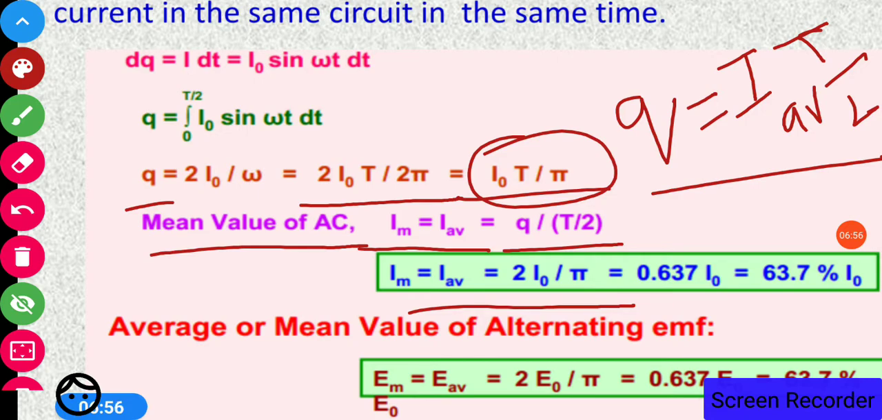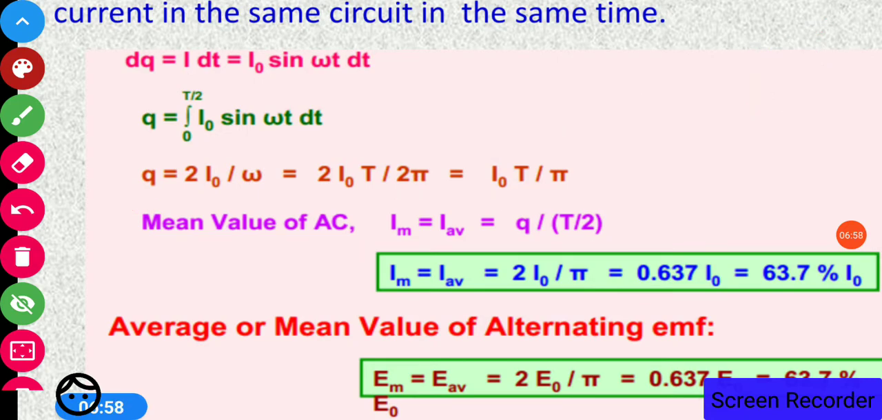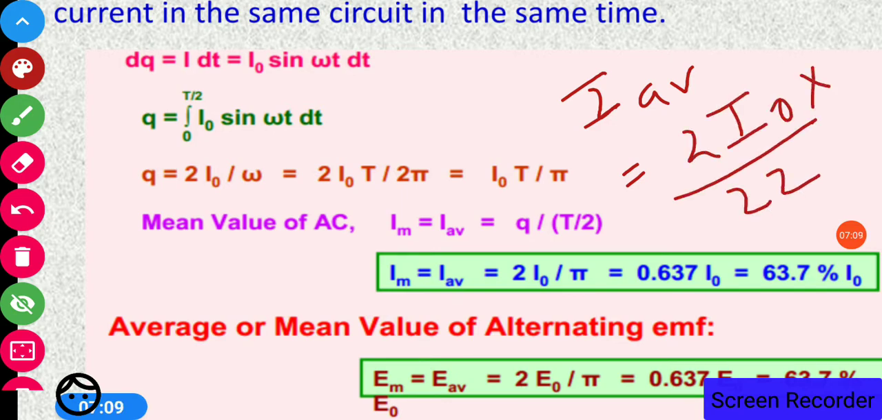Now as we know that pi is equal to 22 by 7, here I average reduces to 2 I naught upon 22 by 7. So that is 7 by 11, which is equal to 0.637 I naught. So I average is equal to 0.637 I naught, or 63.7% of the I naught.